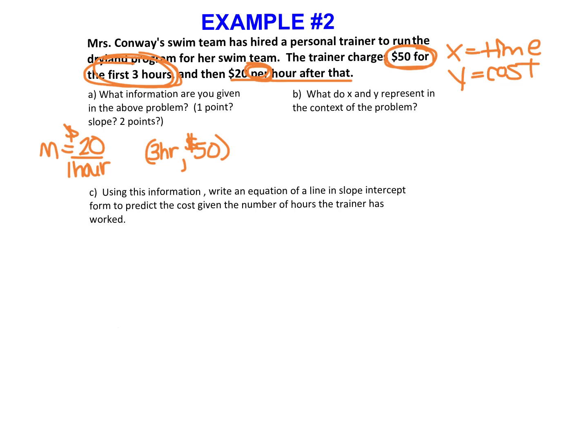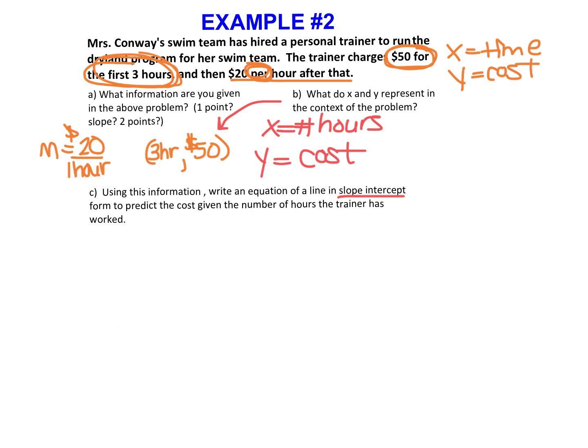Now the next part here says, what do X and Y represent in the context of the problem? Well, I'm going to look right at my points here. X is essentially the number of hours of dry land that the swimmers have. And Y is my total cost. So now from here, I'm going to utilize this information to write the equation into slope-intercept form.